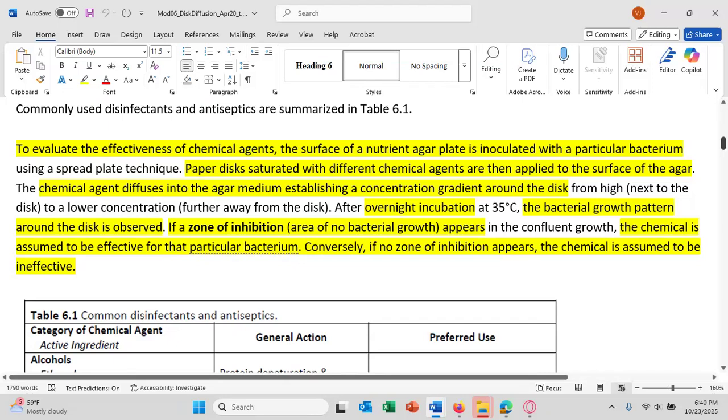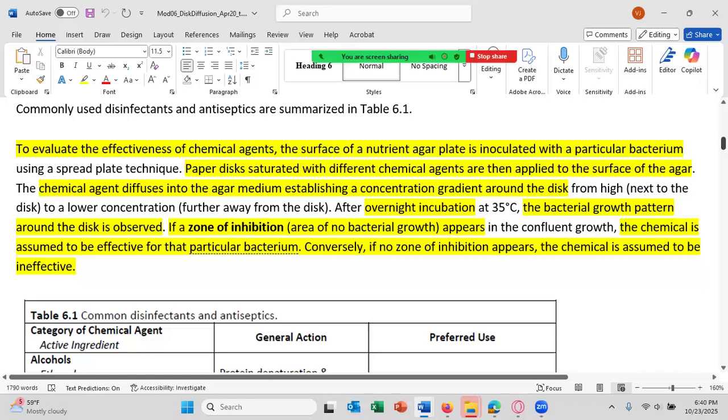You then incubate the plate at 35 degrees C. In the lab, we did it overnight, but in reality, it should be 16 to 18 hours. And then the bacterial growth around the plate is observed. If a zone of inhibition is seen, an area with no bacterial growth around the disc, then the chemical is assumed to be effective for that particular bacterium. However, if there is no zone of inhibition around the disc, the chemical is assumed to be ineffective.